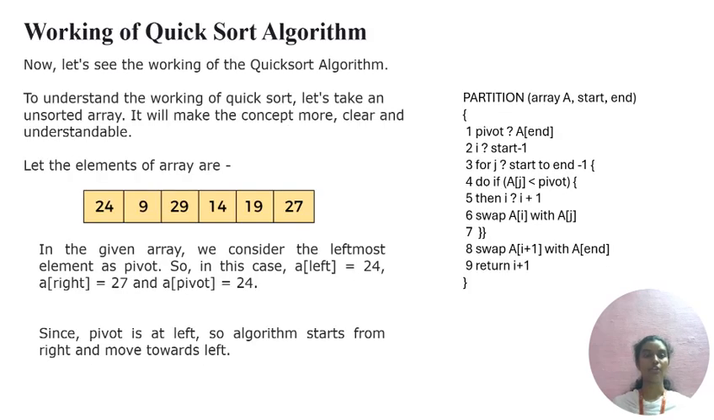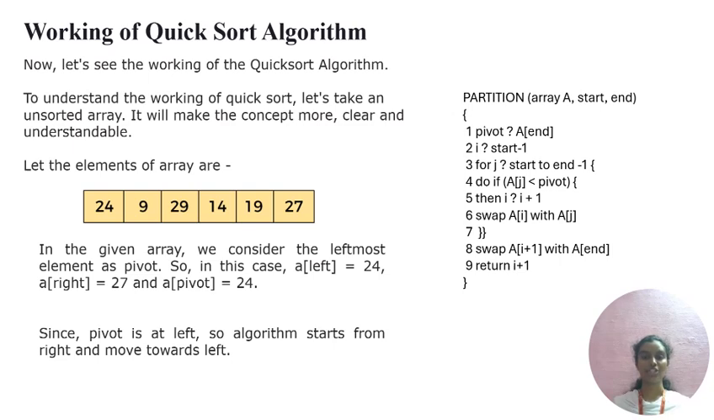The working of quicksort algorithm. Now, let's see the working of the quicksort algorithm. To understand the working of quicksort, let's take an unsorted array. It will make the concept more clear and understandable. Let the elements of the array be 24, 9, 29, 14, 19, and 27. And to perform the quicksort, here is the algorithm for how it goes.